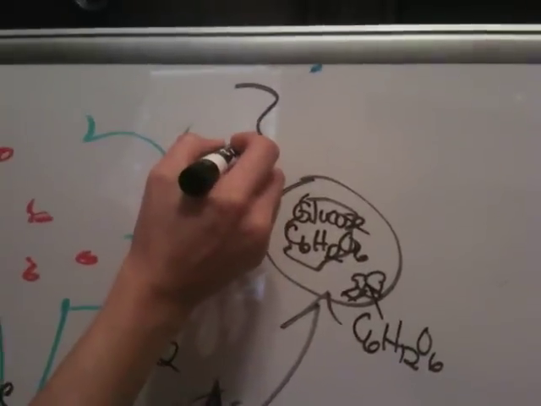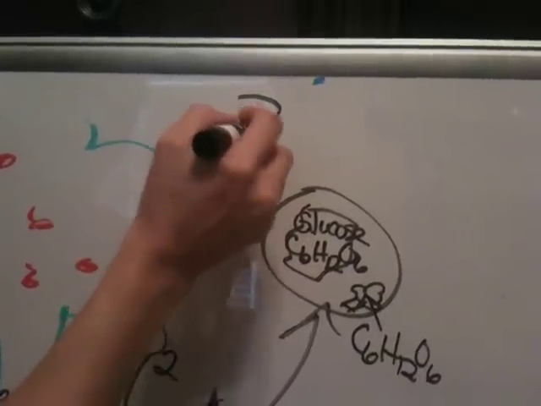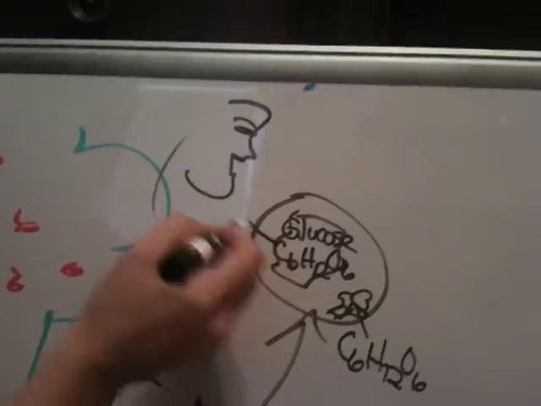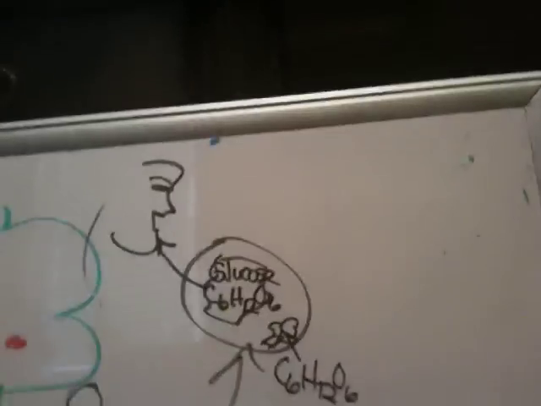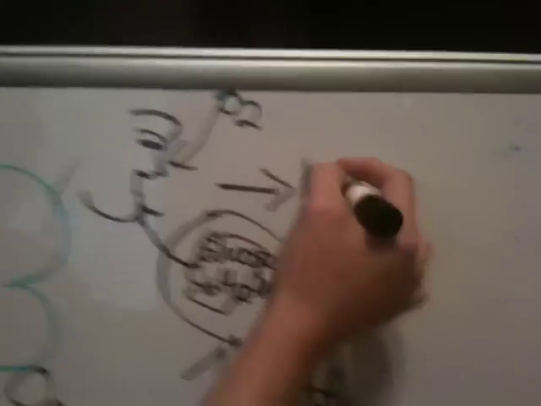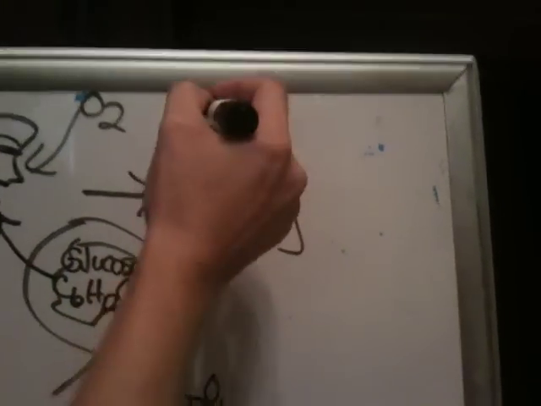Let's see if I can make a person. You know I can't draw very well. But we're so excited to have dinner. We're going to eat. And when we eat, we're going to consume that glucose. And when we consume that glucose, we also breathe in oxygen. We combine our oxygen with our glucose, and we're going to form energy. And this is where the cellular respiration kind of comes in.